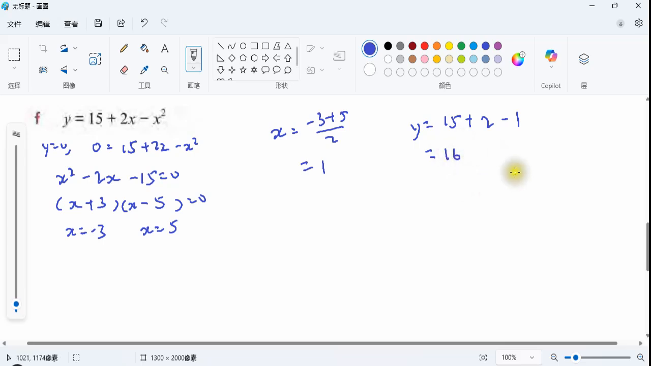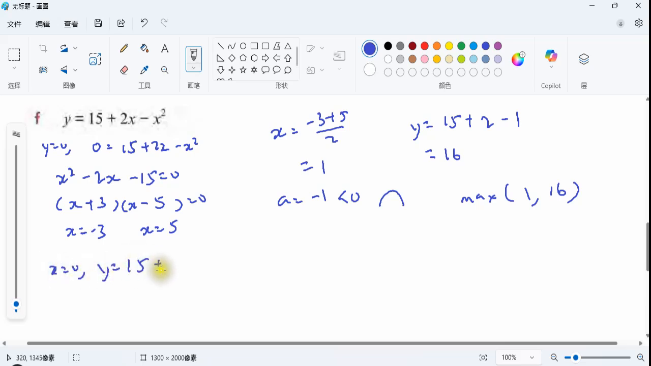Because the coefficient a equals negative 1, which is less than 0, the shape is like this. So this is the maximum point, 1, 16. When x equals 0, y equals 15 plus 0 minus 0, so we have 15. So the graph will look like this, with roots negative 3 and 5.